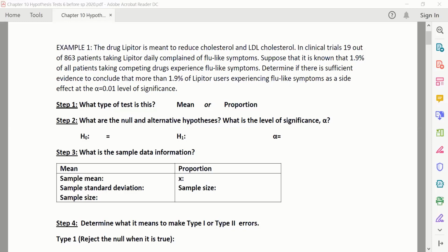So step one, is it a mean or is it a proportion? You never see the word mean in there, so it's a proportion. Okay. And we're talking about 1.9%.